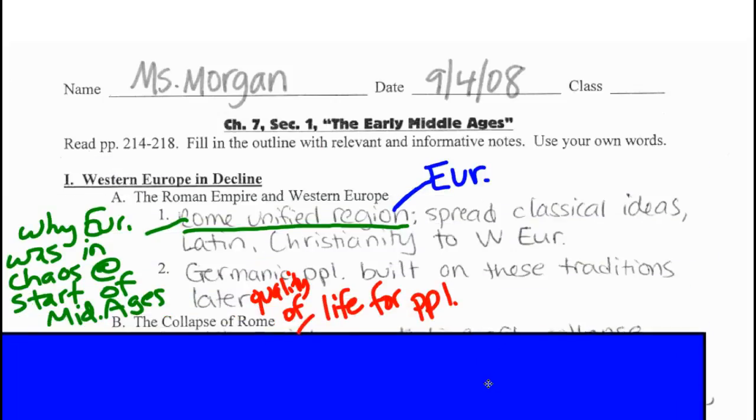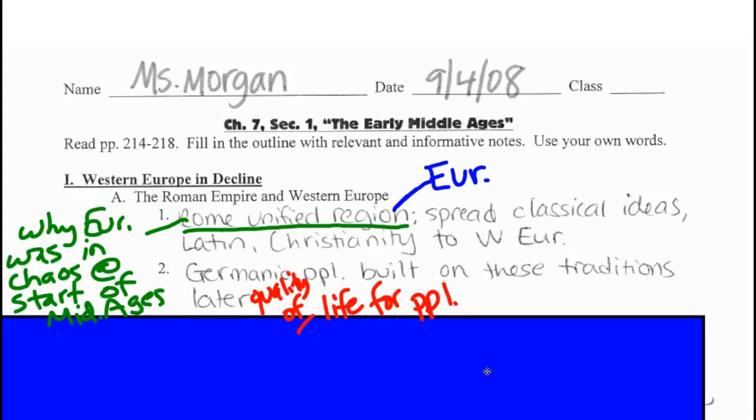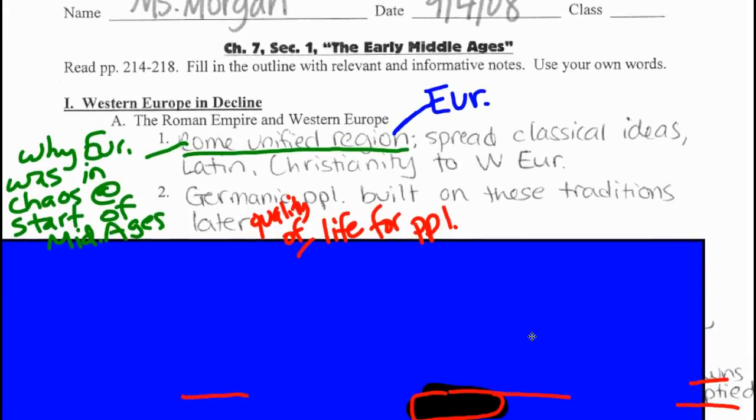All right, so first up, I mentioned the fall of Rome. Ignore the red writing at this point. But anyway, Rome had unified Europe, and so when Rome fell, this really hurt Europe. And you can see what I wrote to the side in green: the lack of unity provided by Rome is what led to the chaos at the start of the Middle Ages in Europe.